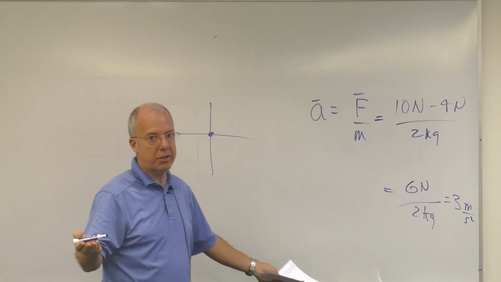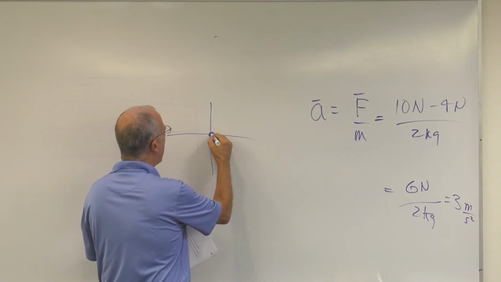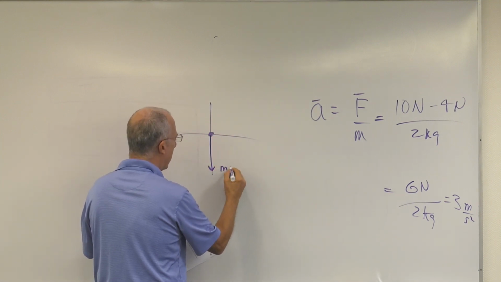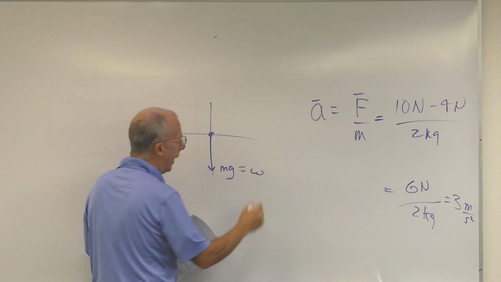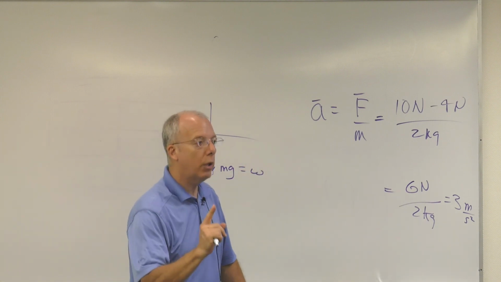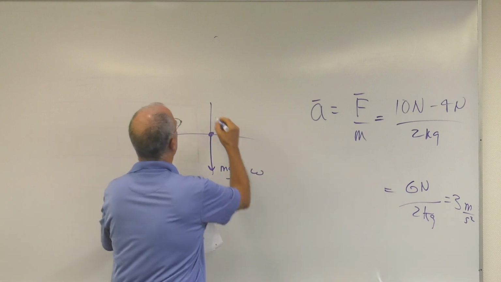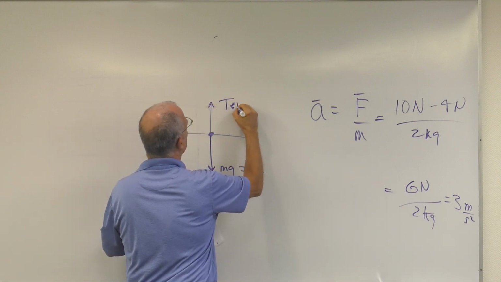Well, what are the forces acting on an elevator? There's weight, right? There's always weight, you know. If something has mass, there's always going to be weight equal to mg. But what's pulling it up? Well, probably tension, right? Tension.